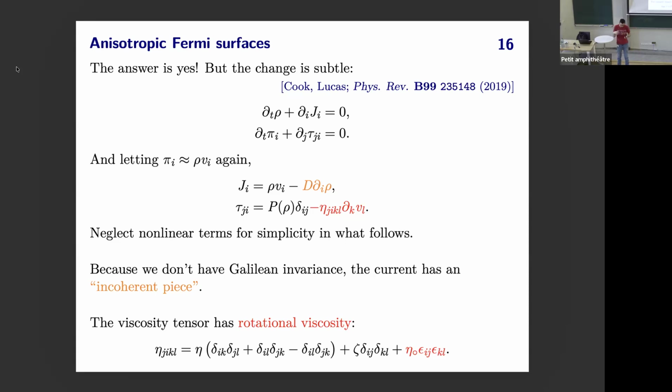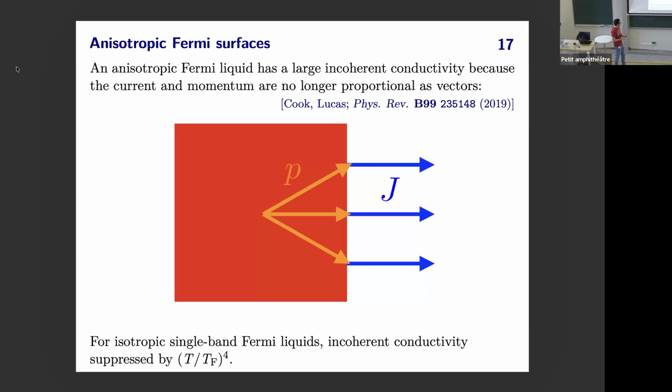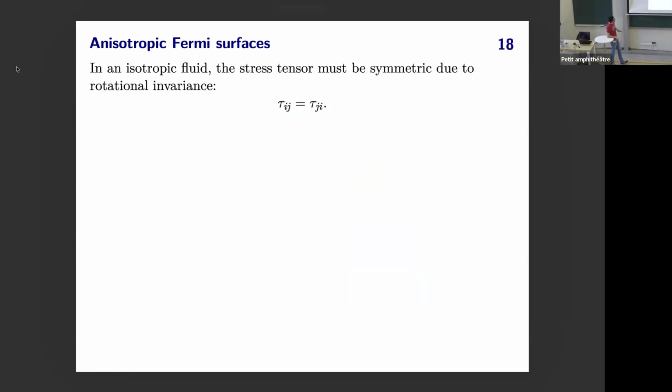In principle, if you had a very clean system with a very sharp Drude peak, you may be able to see that the Drude peak is not tending down to zero, but there's some constant offset. And if you saw that, that would be this coefficient. In practice, that's not so easy an experiment, but in principle, this effect is here. And in isotropic single band Fermi surfaces, this incoherent conductivity should be 2, not 4. Anyway, it's a very suppressed effect. So this effect is very enhanced by anisotropy. Even more striking is the existence of a new kind of viscosity.